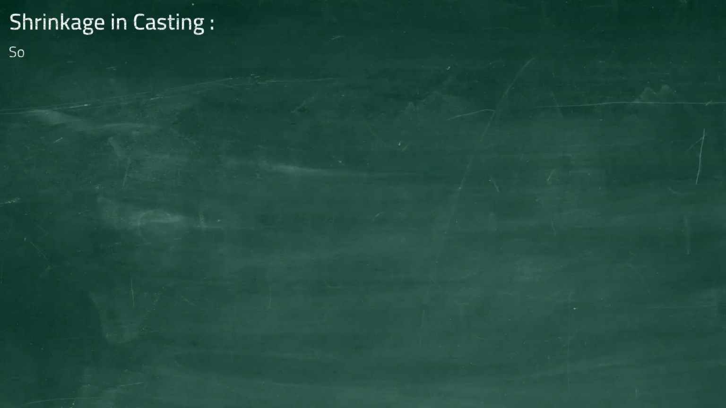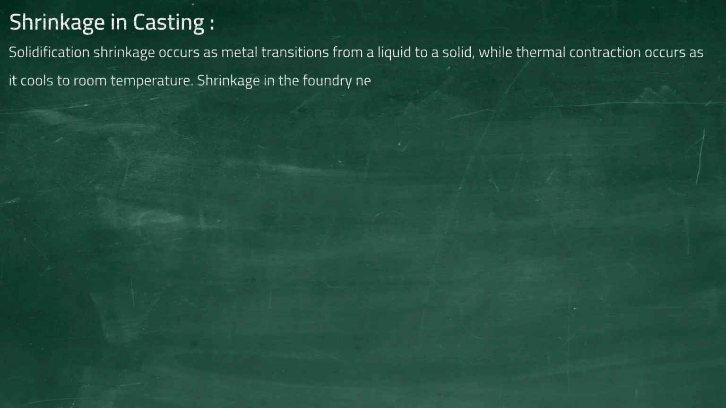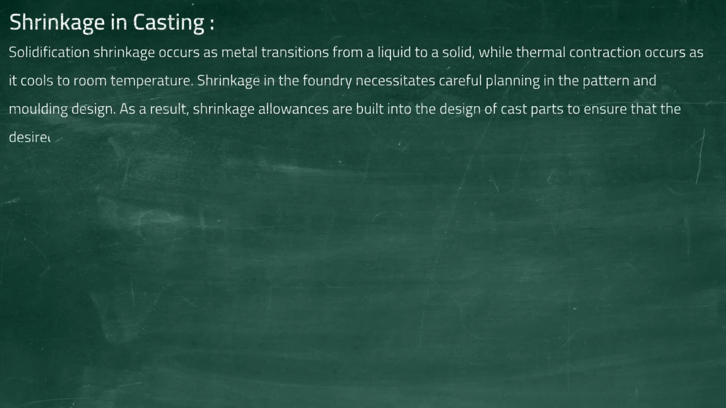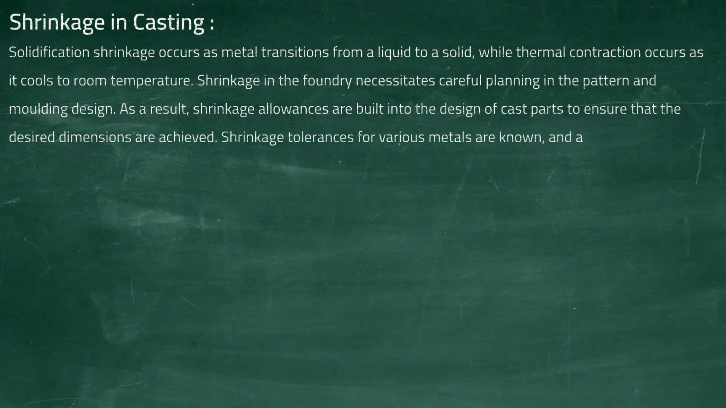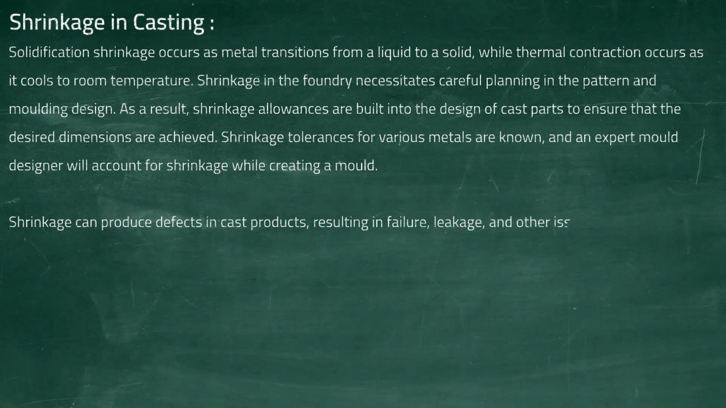Shrinkage in casting. Solidification shrinkage occurs as metal transitions from a liquid to a solid, while thermal contraction occurs as it cools to room temperature. Shrinkage in the foundry necessitates careful planning in the pattern and molding design. As a result, shrinkage allowances are built into the design of cast parts to ensure that the desired dimensions are achieved. Shrinkage tolerances for various metals are known, and an expert mold designer will account for shrinkage while creating a mold. Shrinkage can produce defects in cast products, resulting in failure, leakage, and other issues.